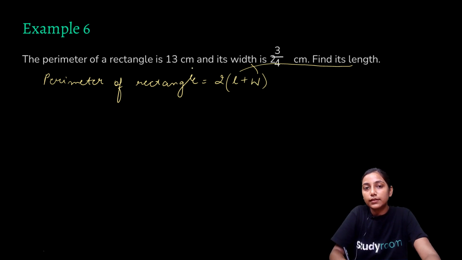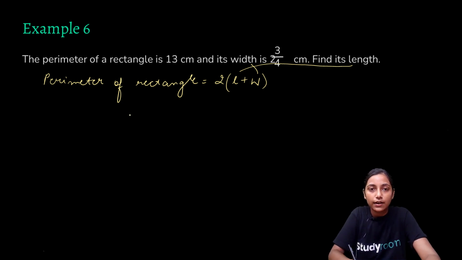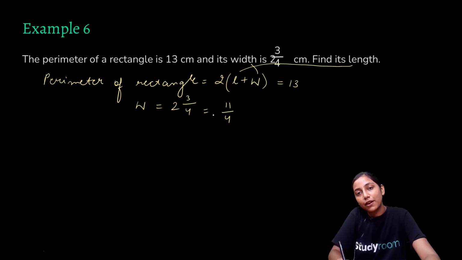The perimeter is given to us as 13 centimeter, and the width is also given. Width, that is W, is given to be 2 3 by 4, or we can write it as 4 2s are 8, 9 and 11 by 4 centimeter. So W is 11 by 4.